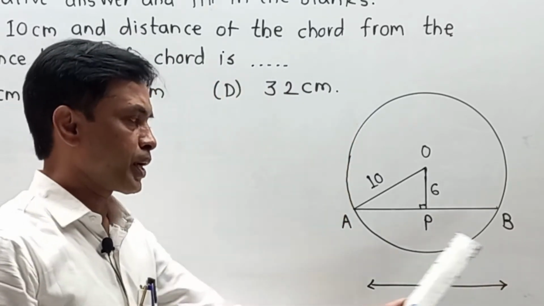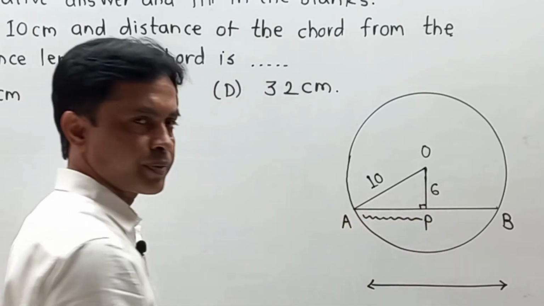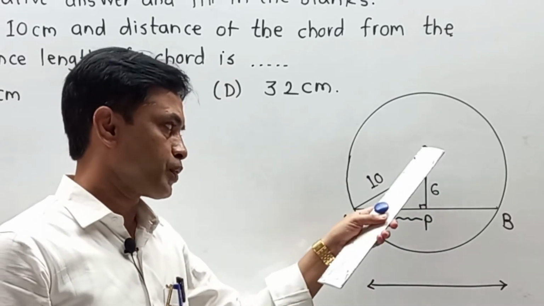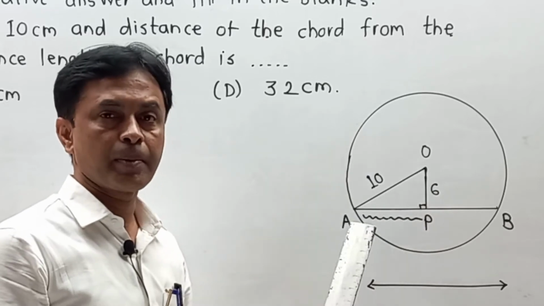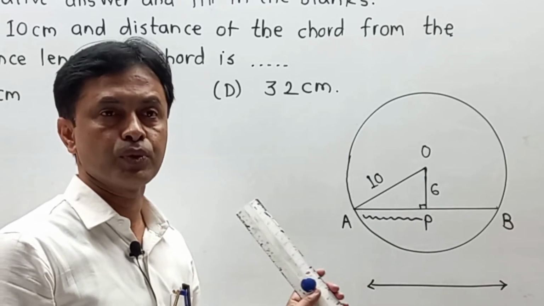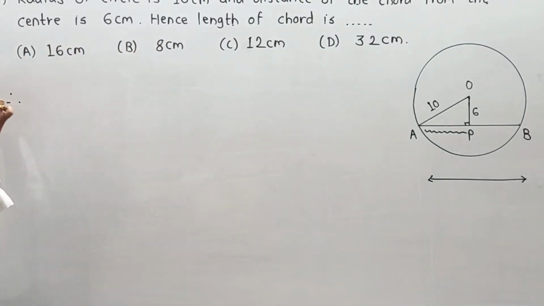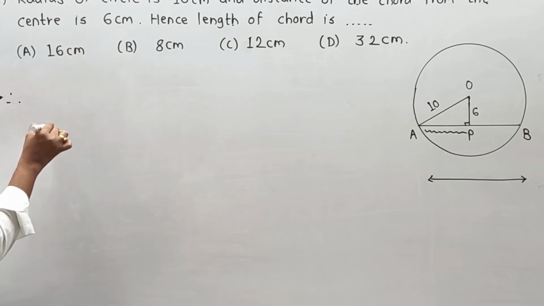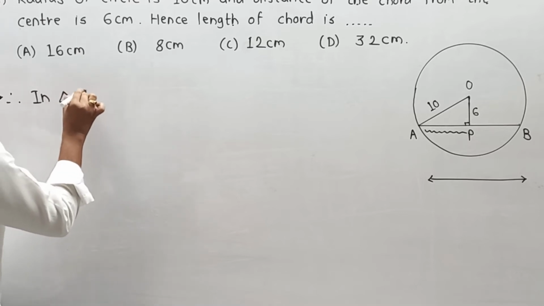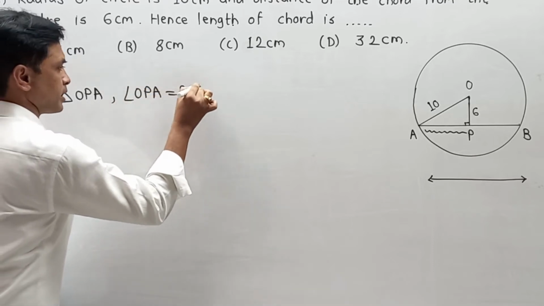Now, to calculate the length of chord AB, first of all we have to calculate the length of AP, because with the help of the Pythagoras theorem we can easily calculate this part. Remember, it is a one-line question and you have to write the answer in one line, but I am going to do all the calculation in front of you. So, in triangle OPA, angle OPA is equal to 90 degree.